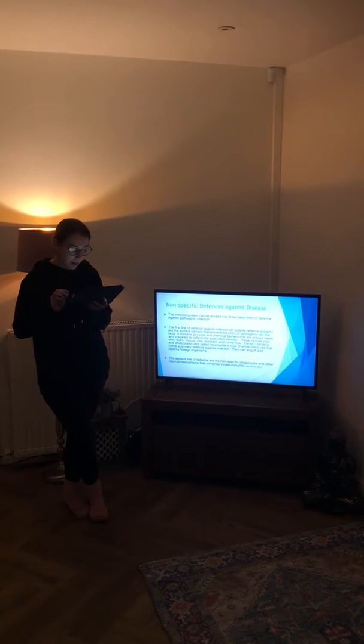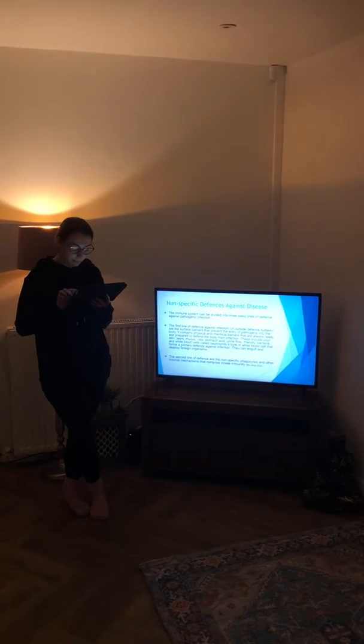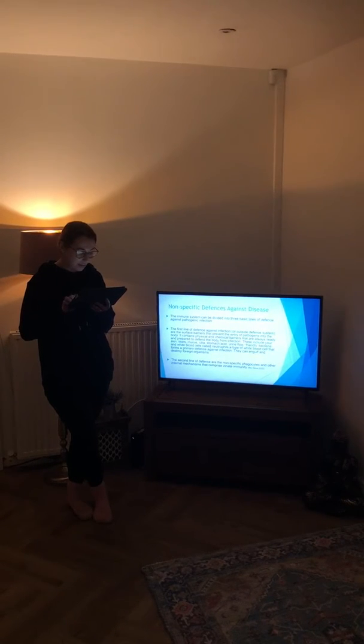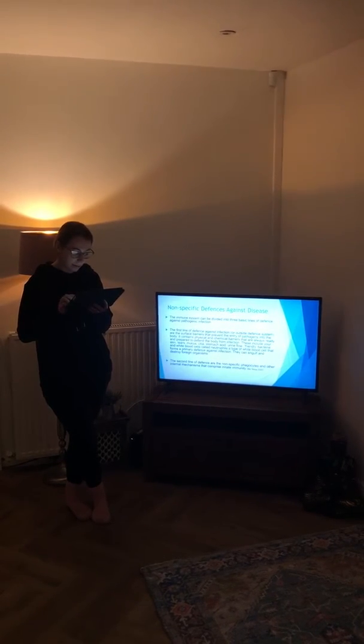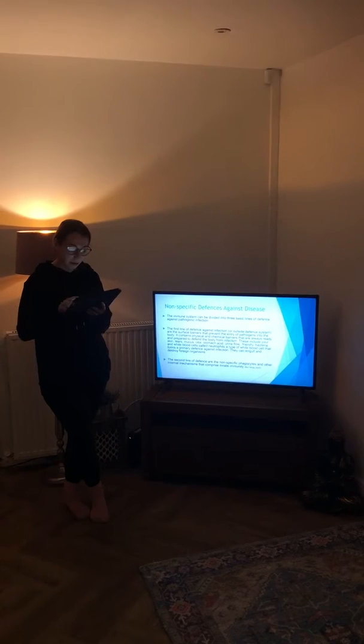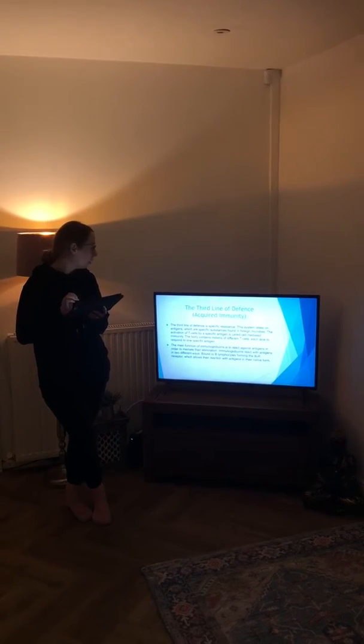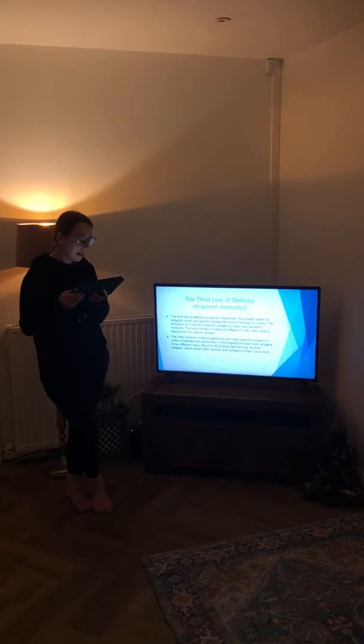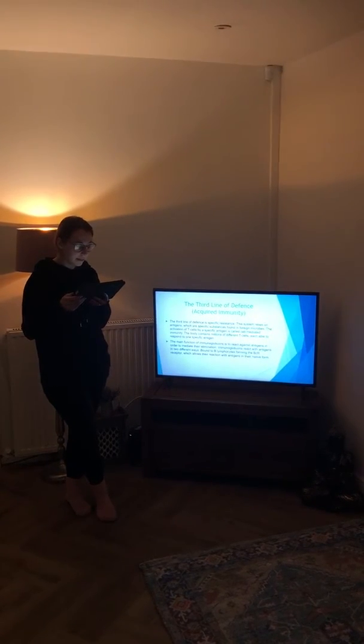The second line of defence are the non-specific phagocytes and other internal mechanisms that compromise immunity. The third line of defence, acquired immunity. The third line of defence is specific resistance.